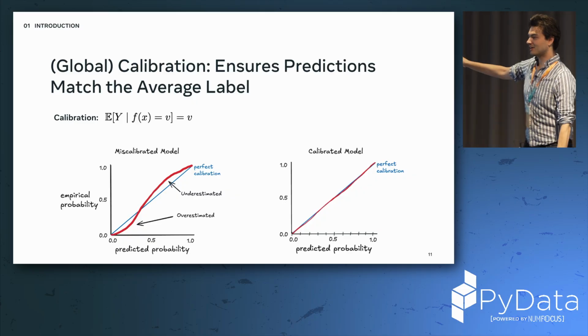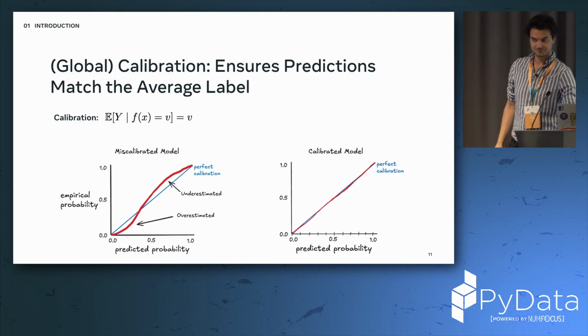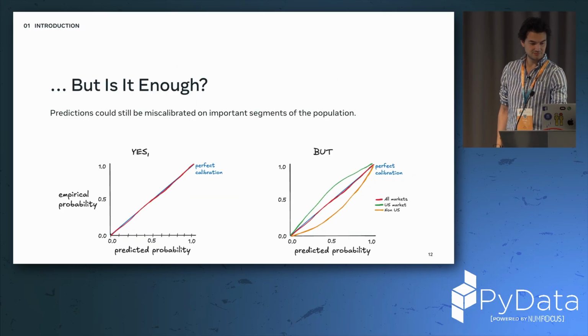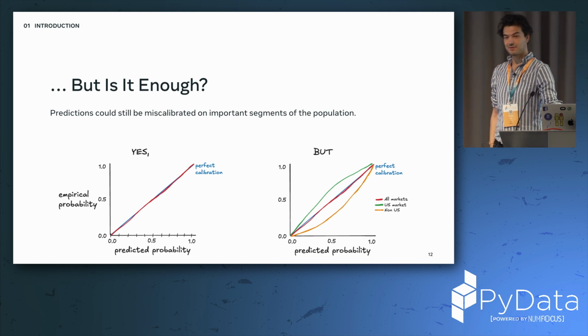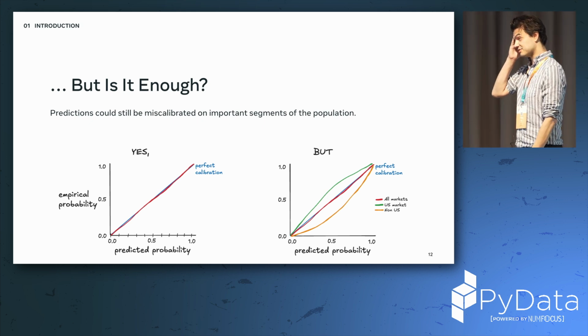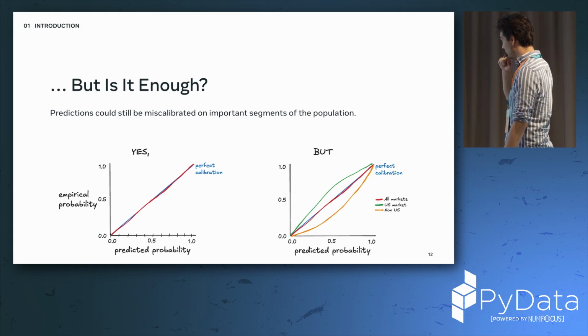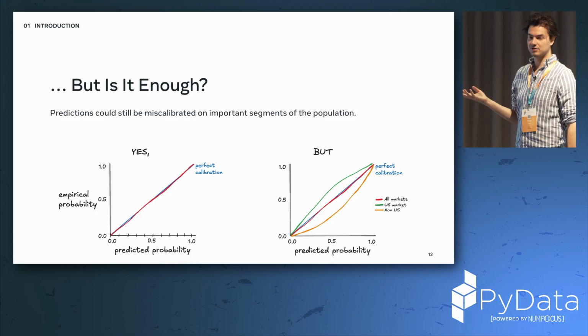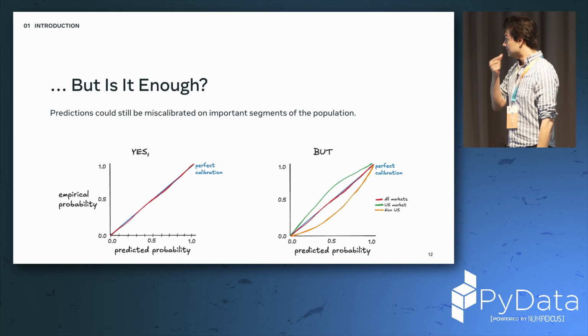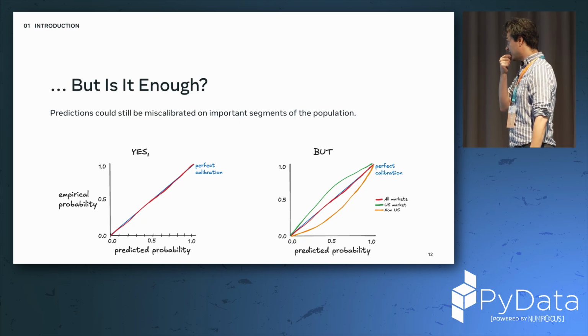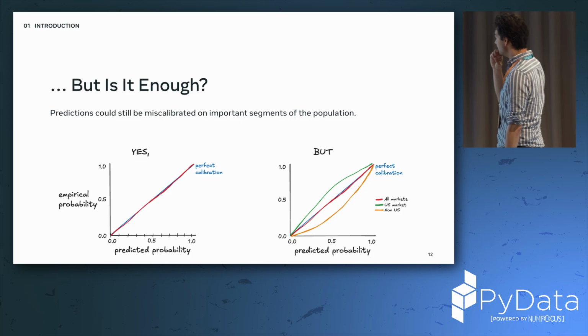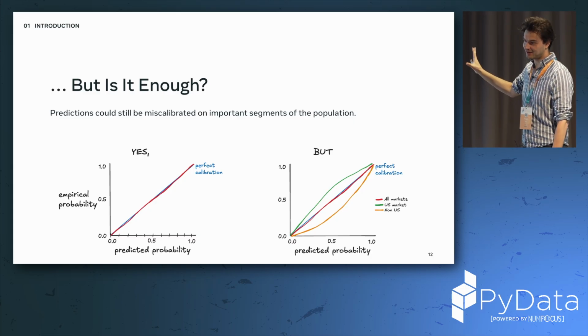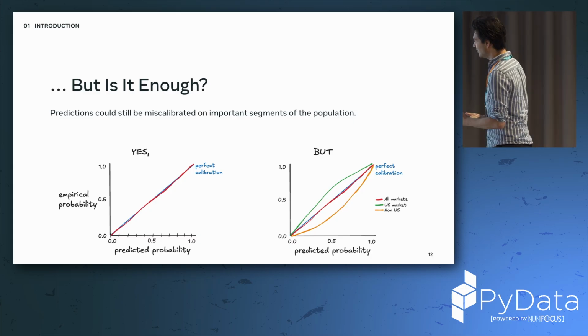Is this concept clear? So this is calibration. There exist lots of techniques to ensure that your model becomes calibrated and to measure whether you are. We'll go a little bit into some of those later. But the question is, is this enough? If we're calibrated, what do we have then?